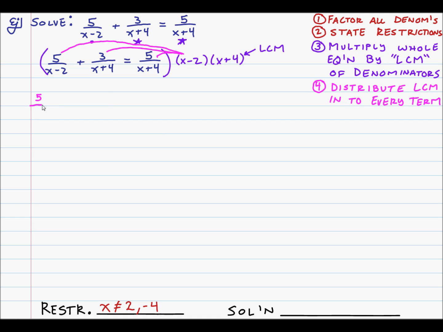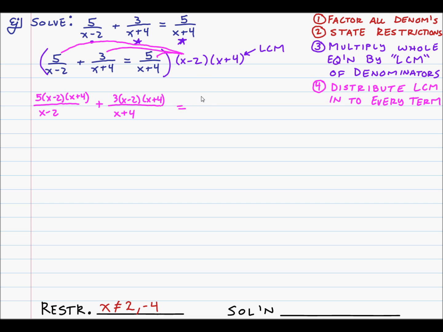So we had 5 over x minus 2. When I multiply all that stuff in, 5, x minus 2, x plus 4. So I've literally taken it and I distributed it into the whole thing. I'm not multiplying anything together. I'm doing nothing with it. I'm just distributing it in. Same thing on the next one. So 3 over x plus 4. We're going to multiply in by x minus 2, x plus 4.